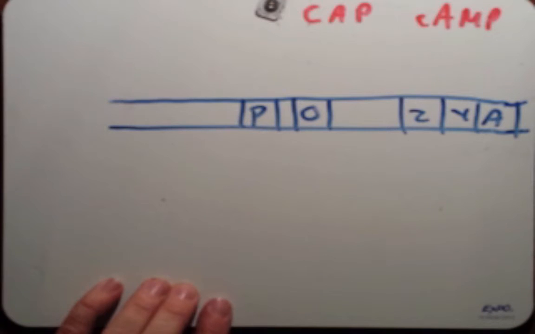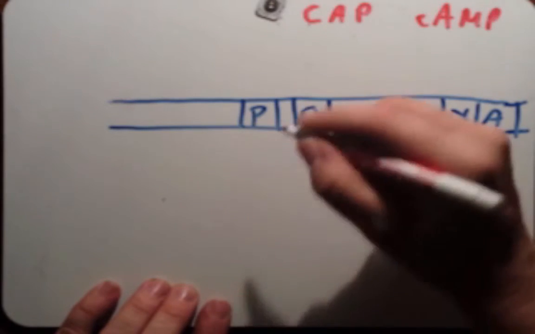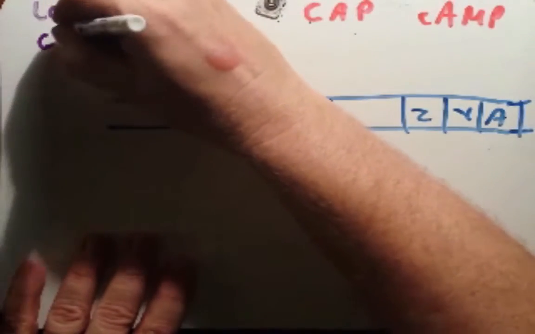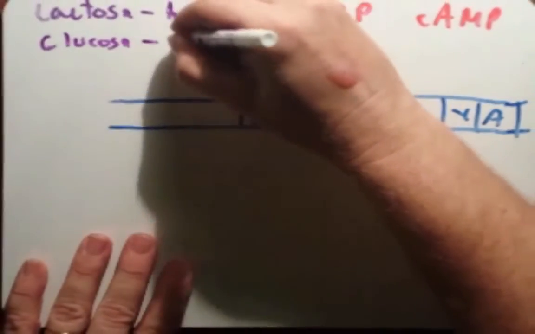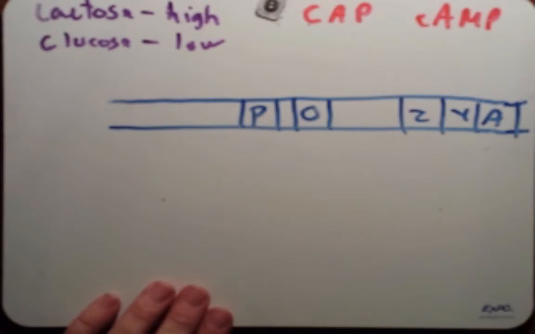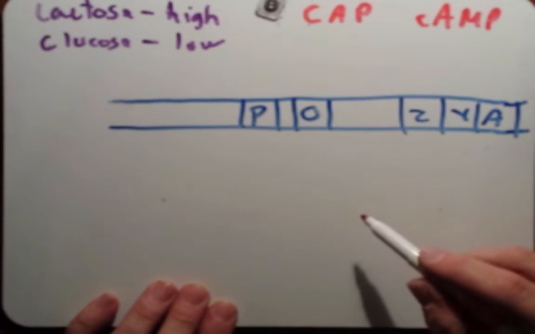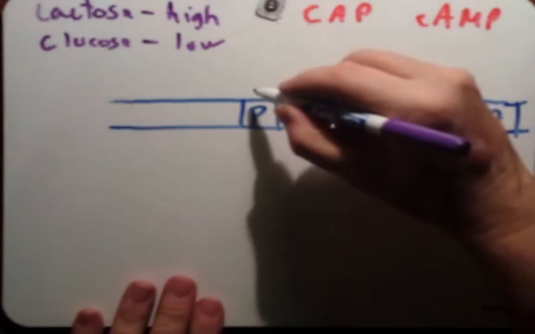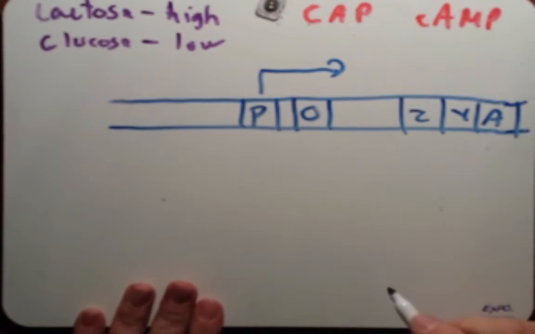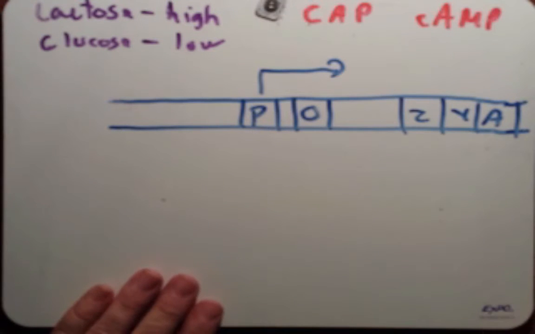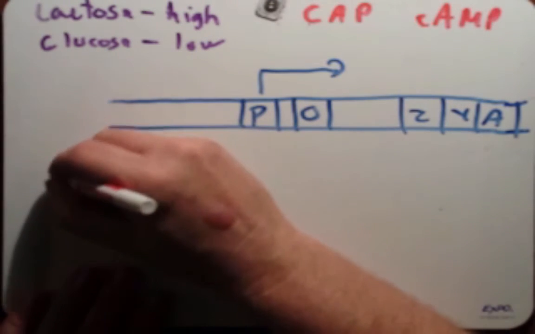So let's first remind ourselves what's happening when glucose is low. In this situation, let's go ahead and write it down. Up here, we have lactose at a high concentration, and glucose at a low concentration. Under this situation, just as we've seen before, the repressor binds the lactose, falls off the operator, and RNA polymerase is able to make these genes. That's just half the story. And we might as well write it here as the first part.